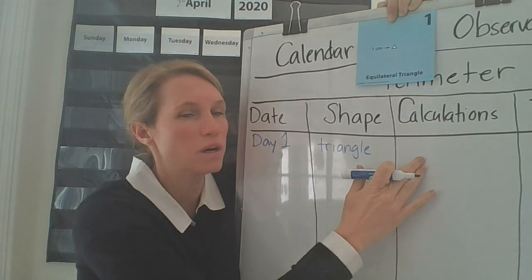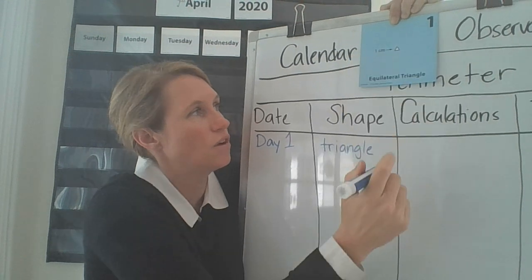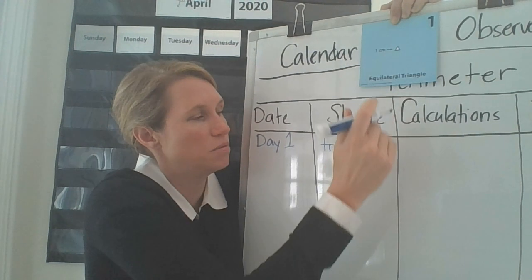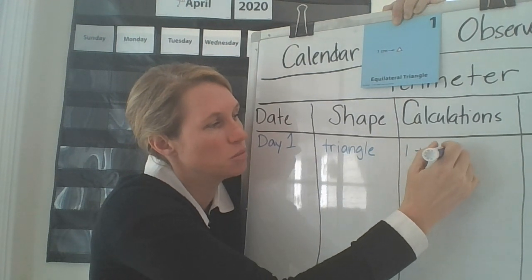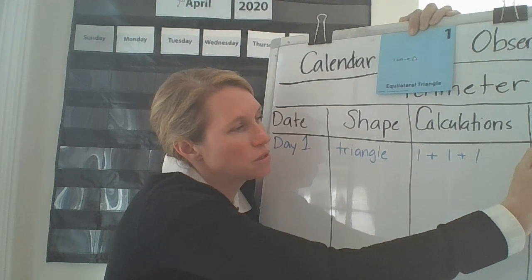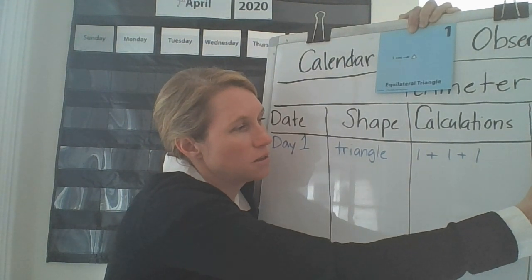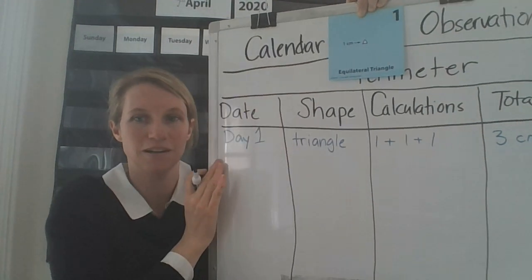Now we're going to record our calculations. Now equilateral triangles have all equal sides, and just like we did before, we walked around the shape. We went one side plus one side plus one side, and that equals 3 centimeters in total for that perimeter. Oh, here, there you go.